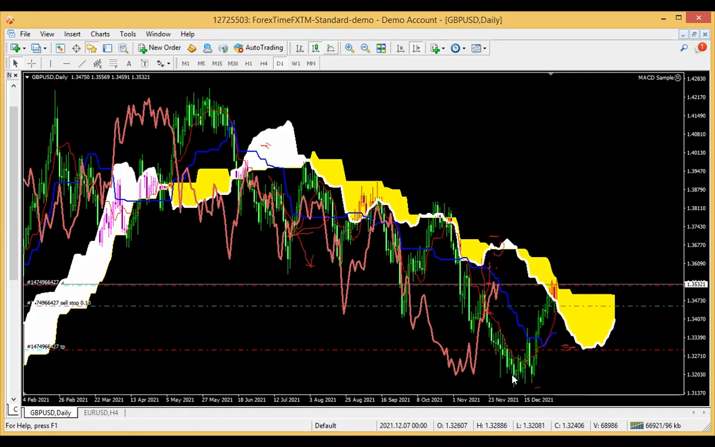In our next class, we will continue on the second version on how to use Ichimoku.